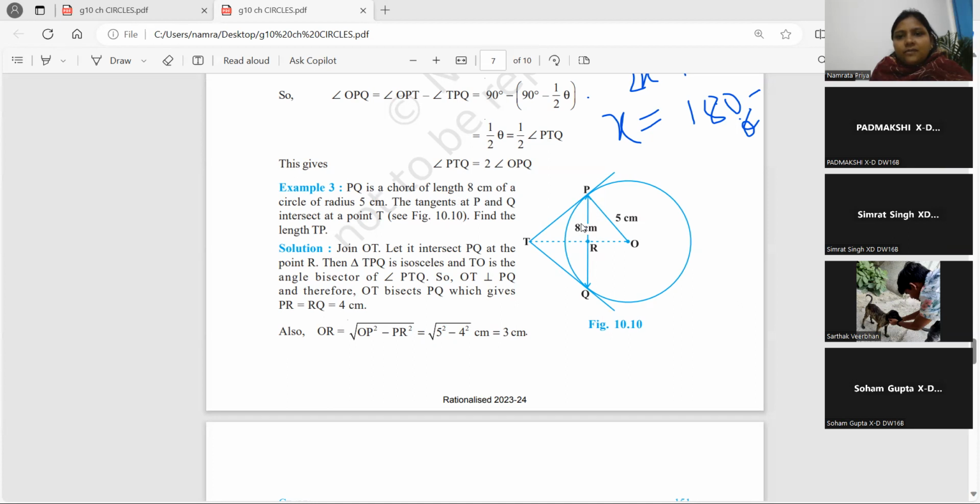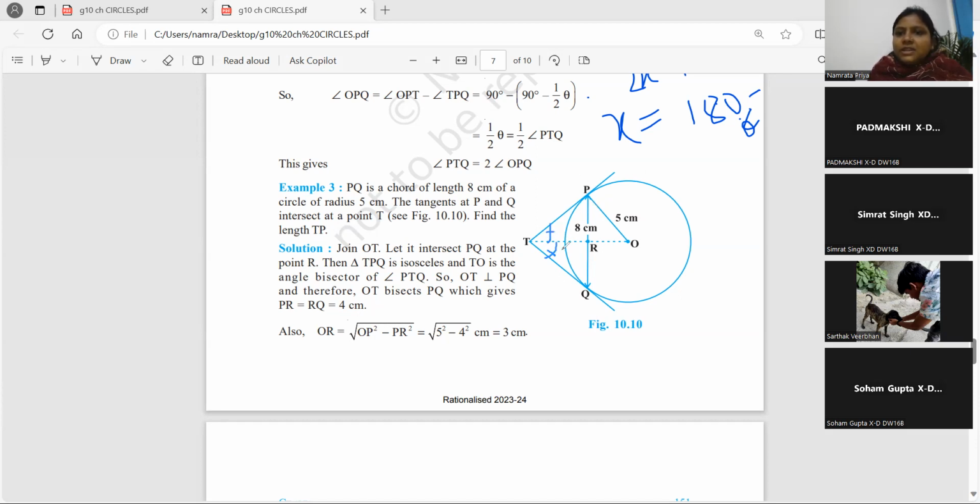PQ is a chord of length 8 centimeter and the radius of the circle is 5 centimeter. Our target is to find the length of the tangent, that is PT. So first of all, what we did was one construction. We have taken OT as the angle bisector, which is touching the center. We have taken it as an angle bisector by our construction.